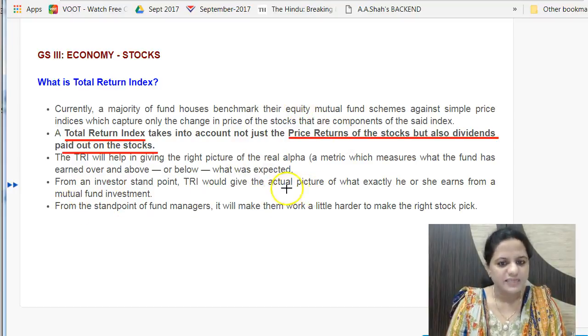So investors can understand the actual picture, what exactly she earns from the mutual fund investment, and also fund managers have to work a little harder to make the right stock picks for their mutual fund. So this is the total return index. So these are the news items.